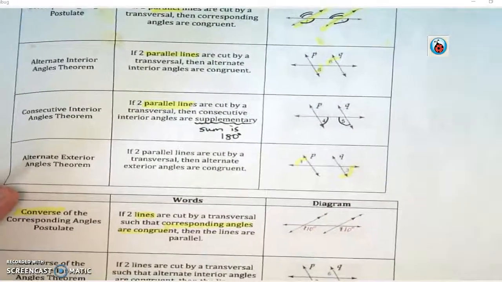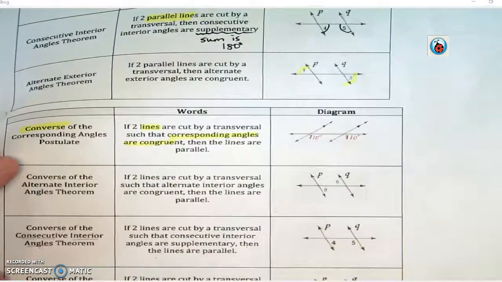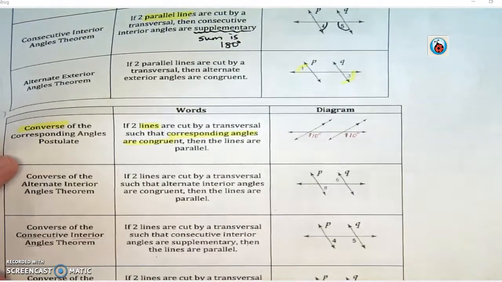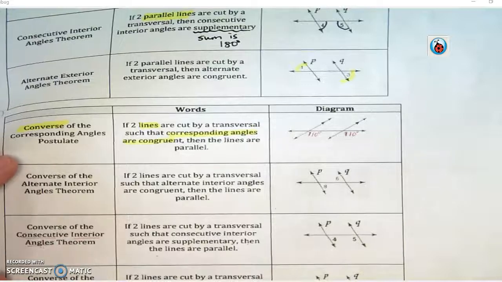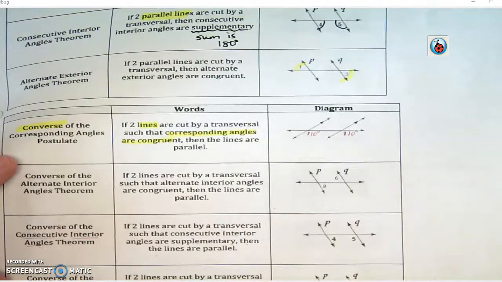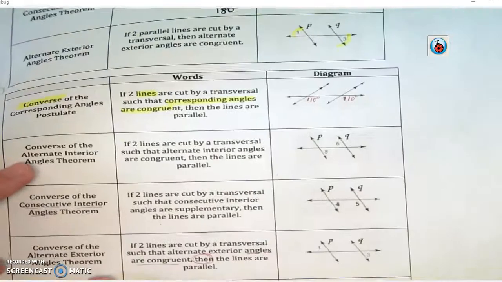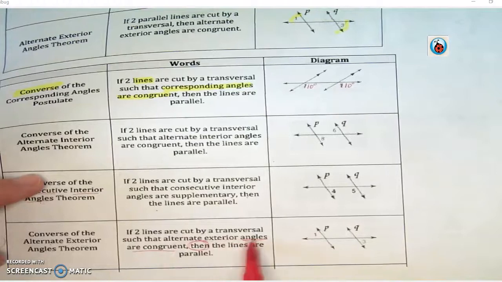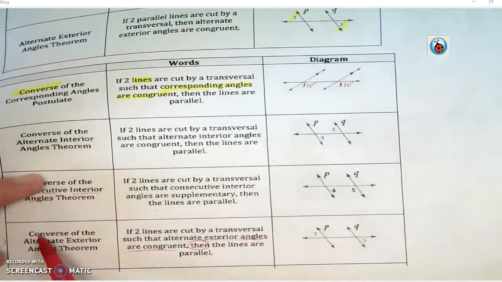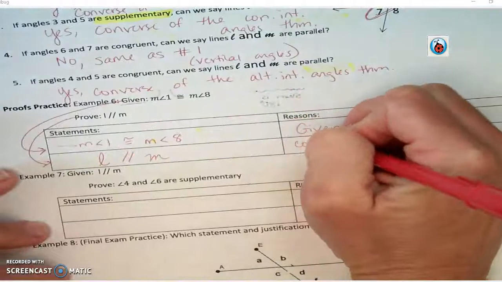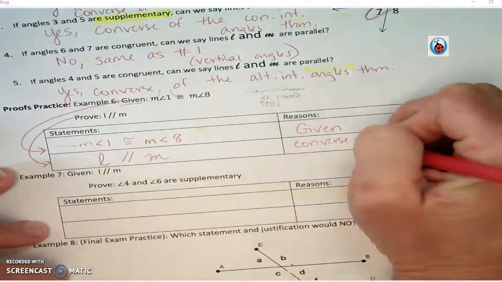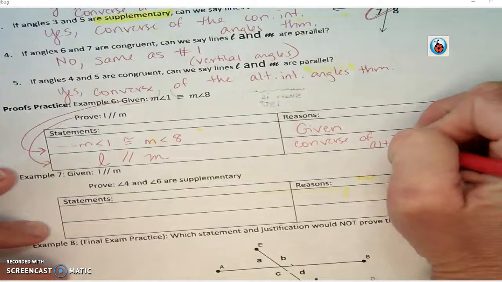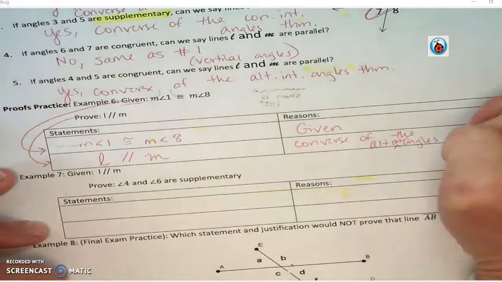So for the alternate exterior angles, we want the converse of it, because they gave us that the angles are congruent. That was what was given, and then we're saying the lines are parallel. So that's the converse one. They told us that the alternate exterior angles are congruent, and then we're saying the lines are parallel. So that's the converse of the alternate exterior angles theorem.